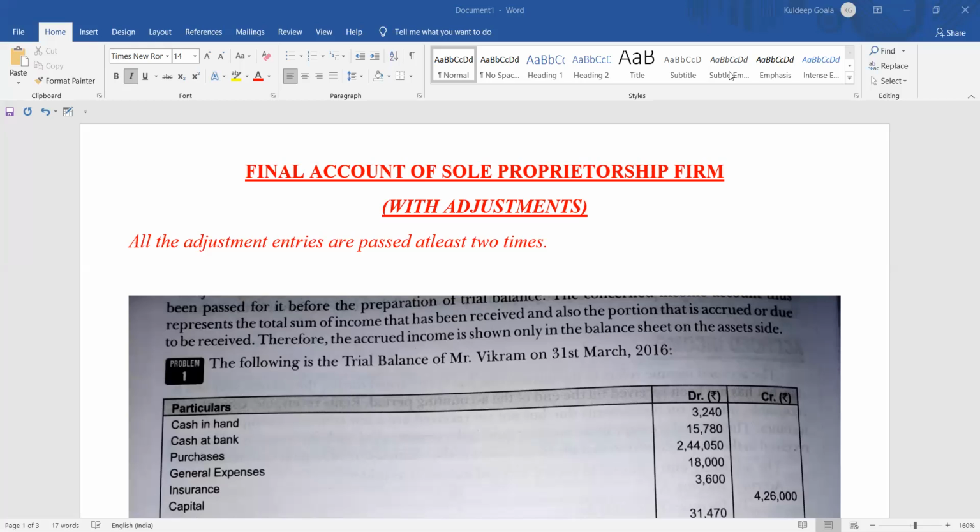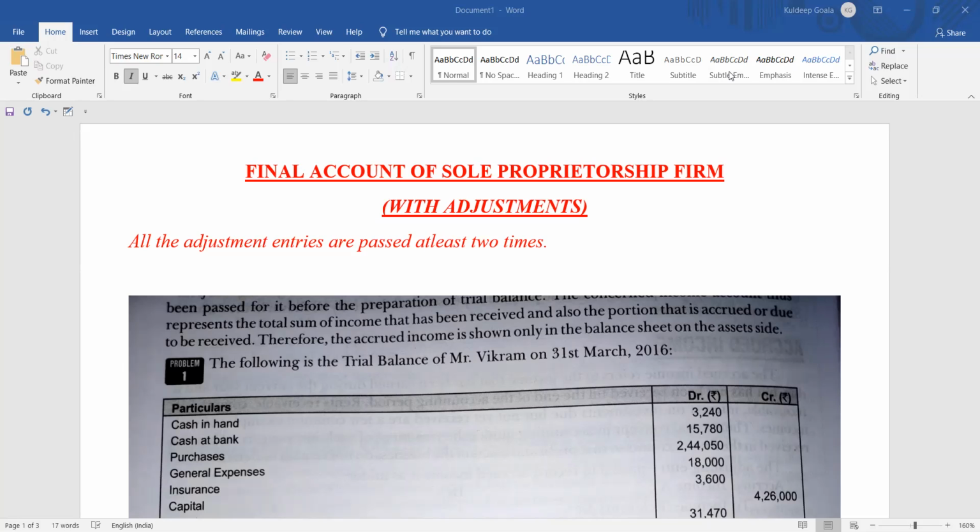Now, before we enter into the chapter, you all know what is a final account, right? Final account includes trading account, profit and loss account, and balance sheet. Now, final account of sole proprietorship with adjustment means what? We have already solved a chapter where we learned about final accounts without adjustment, preparing the trading account, profit and loss account, and the balance sheet without the adjustment entries.